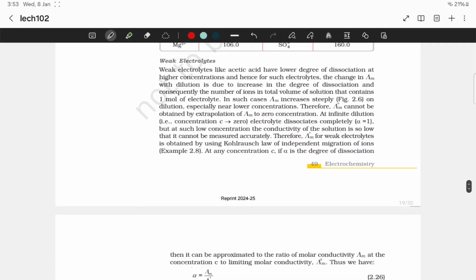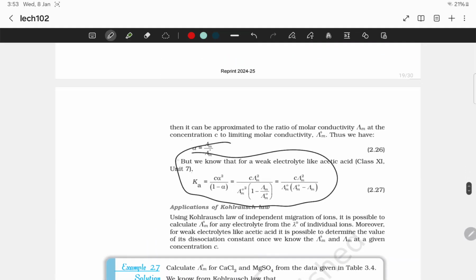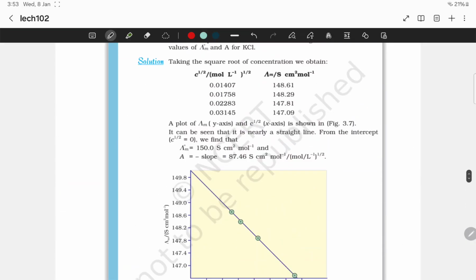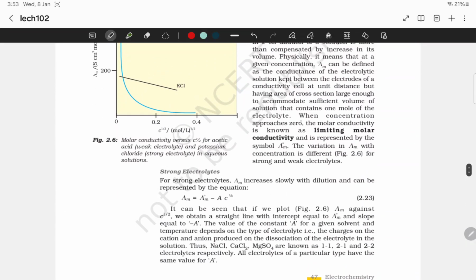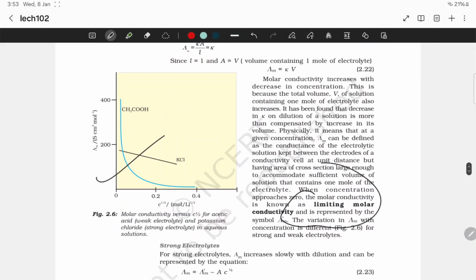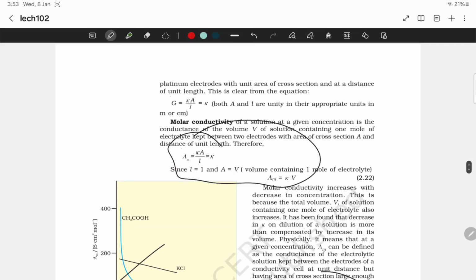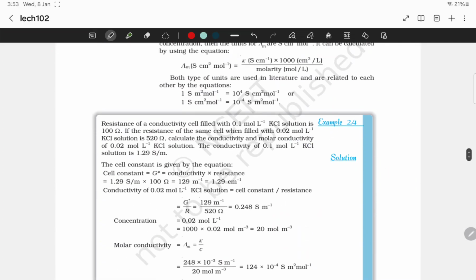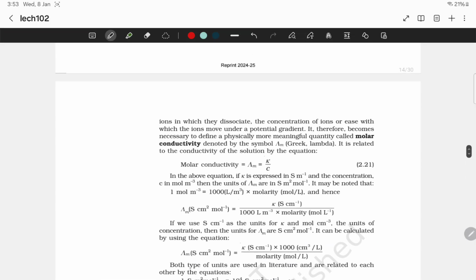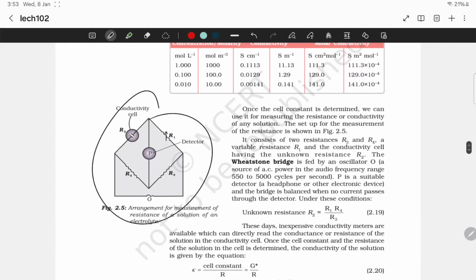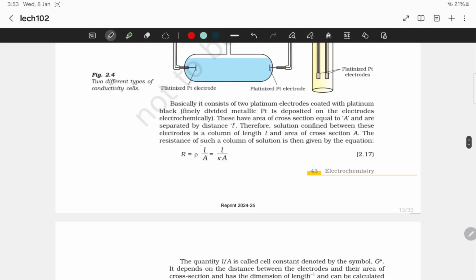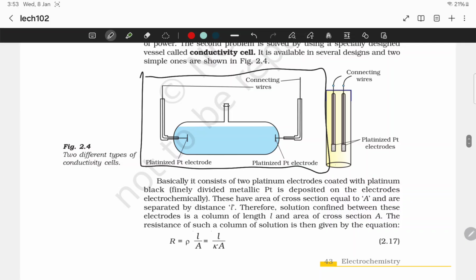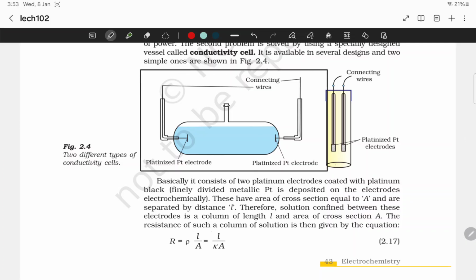One second. This is that weak electrolyte thing called Kohlrausch's law. Let me check. I did everything. Conductivity, limiting molar conductivity. This graph. Yeah. This is the portion telling about conductivity that I did. Now anything else? Yeah, this thing also we did. This thing we did. This also we did. Wheatstone bridge. Conductivity cell. This is the photo of the conductivity cell.